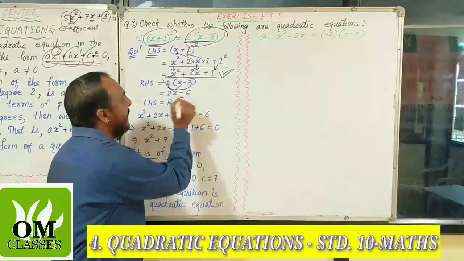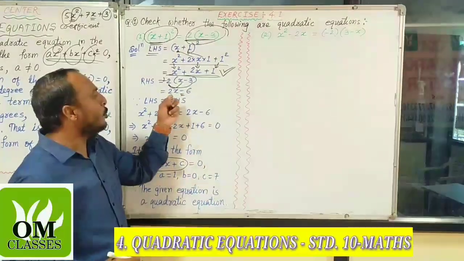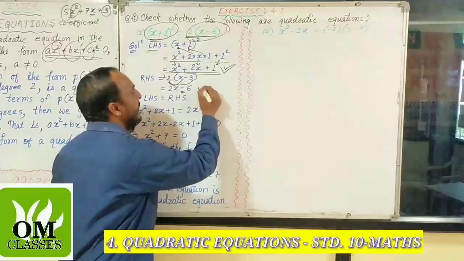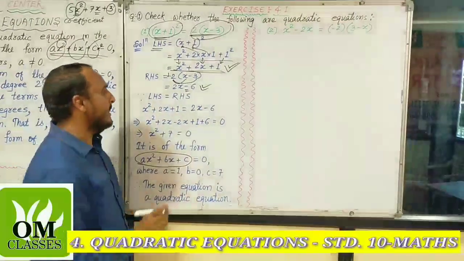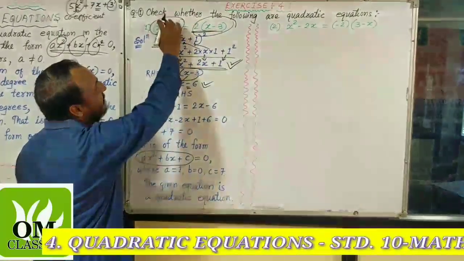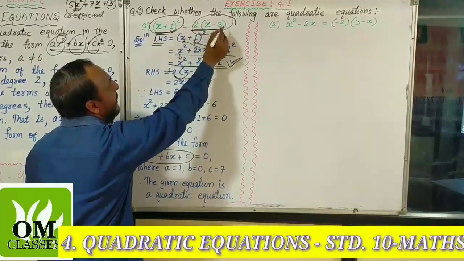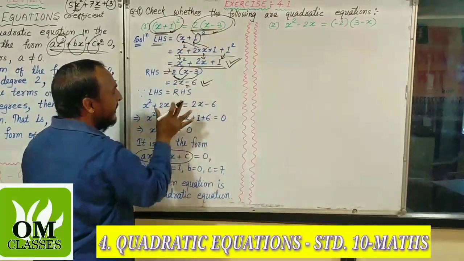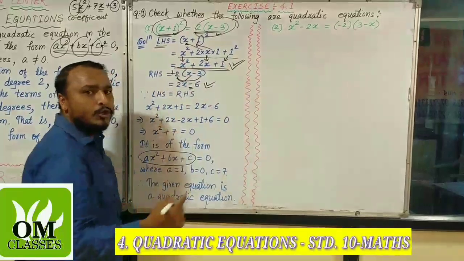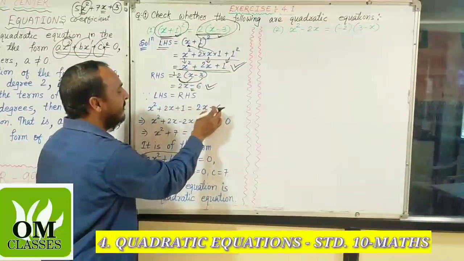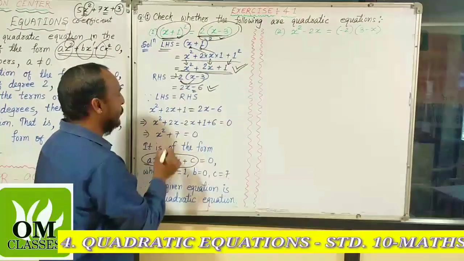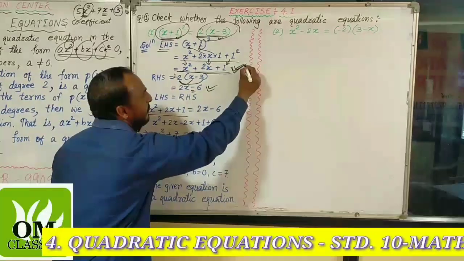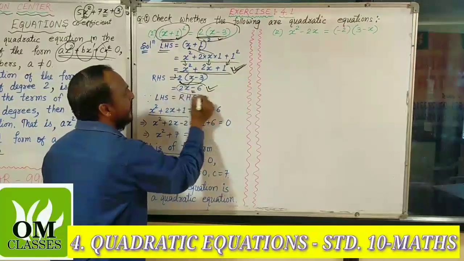Plus minus is minus. So it becomes 2x minus 6. क्या हो जाएगा यहाँ पे? 2x minus 6. Now as for the given question, LHS equal to RHS means these two things are equal. So whatever solution you get should be written with the identity equal to. So x square plus 2x plus 1 is equal to 2x minus 6.